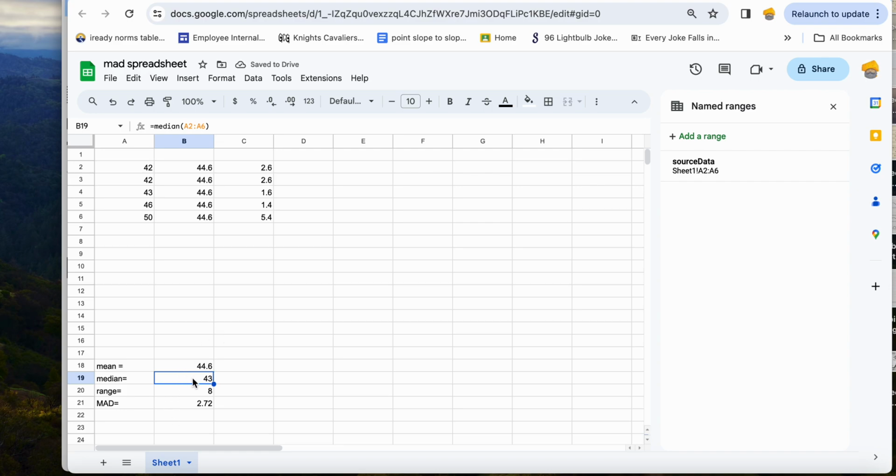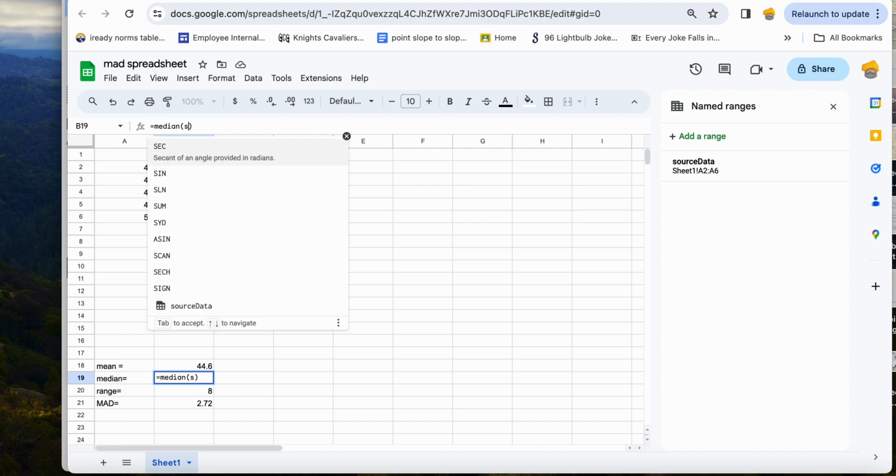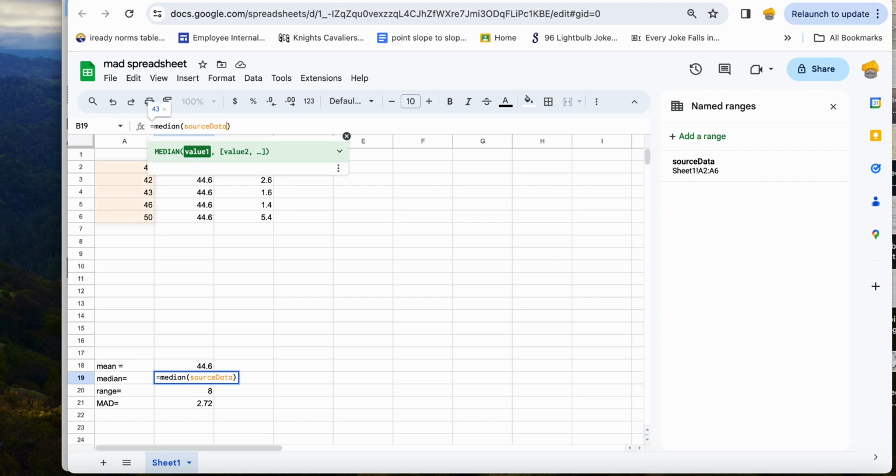Do I also want the median? Yes, I want the median of my source data. Okay, and we get that. And can I do the range? Let's see if there's a range command. Range. Notice how it didn't highlight. So I'll show you another way that you can do this. It's really the max minus the min, so we have it as 50 minus 42.